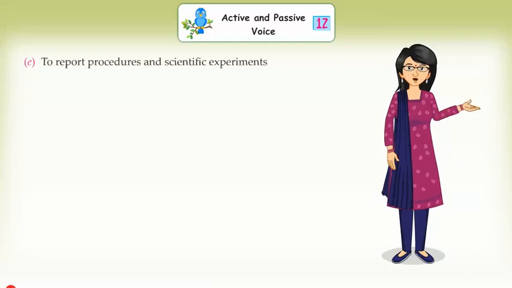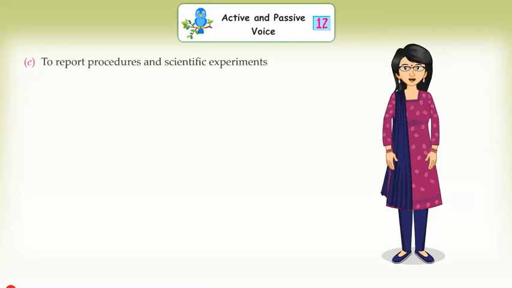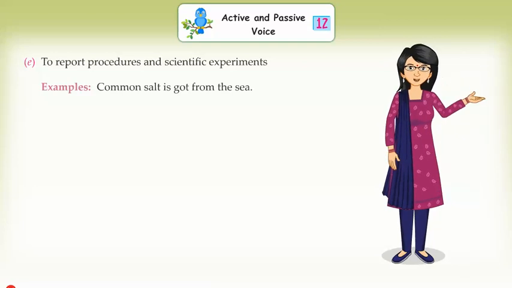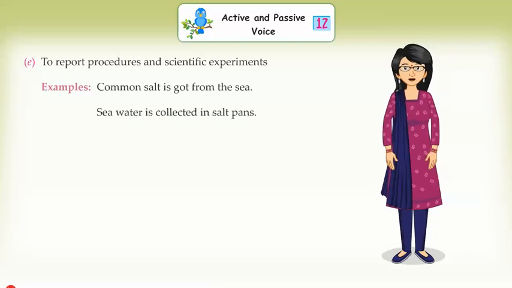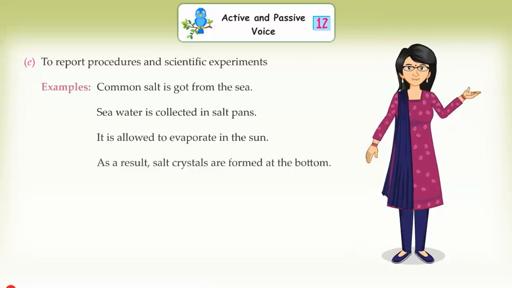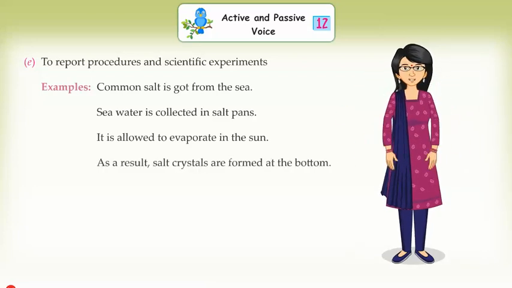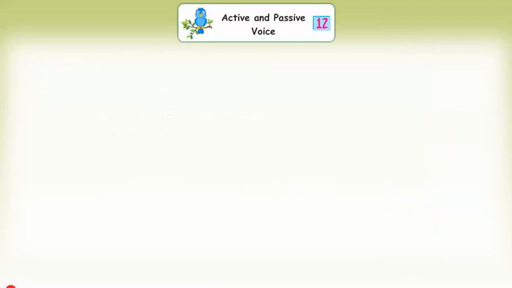E. To report procedure and scientific experiments. Examples: Common salt is got from the sea. Sea water is collected in salt pans. It is allowed to evaporate in the sun. As a result, salt crystals are formed at the bottom. They are removed and dried in the sun.